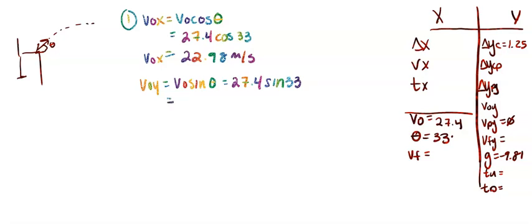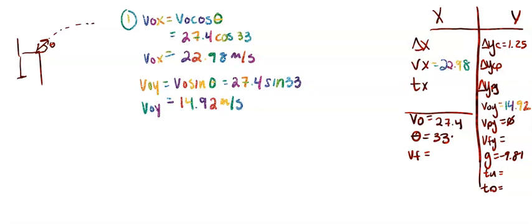So we are going through and we're plugging all of that information in. So we end up with a VOX of 22.98, pretty close to 23, and then our VOY, which is relatively close to 15. So since our angle is 33 degrees, that means it's closer to the horizontal, so it makes sense that our X is larger than our Y.